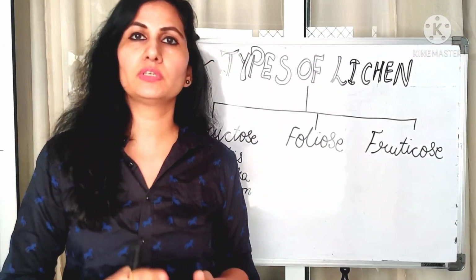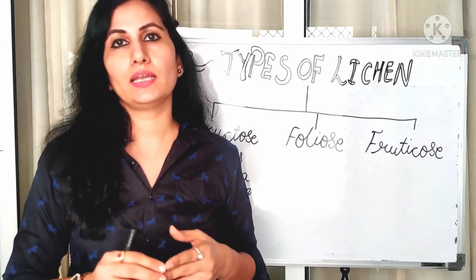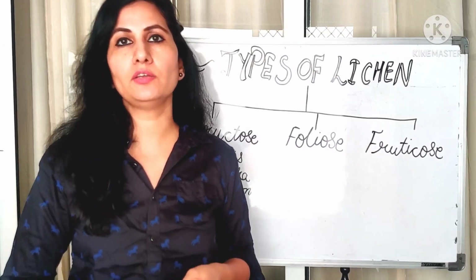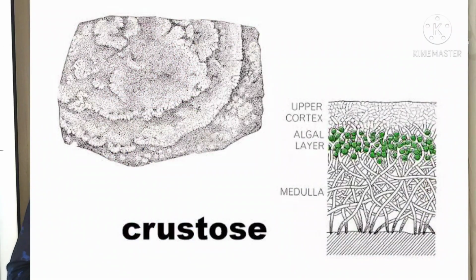from it. The thallus of the crustose lichen is leathery and flat, and there are some polyhedral or polygonal places on the crustose lichen which are known as areole. Now we'll see the structure of crustose lichen.